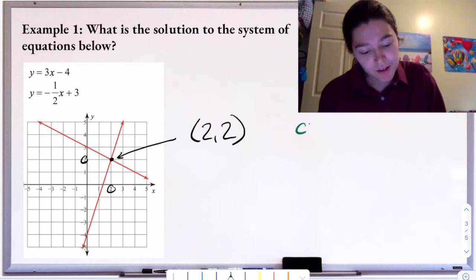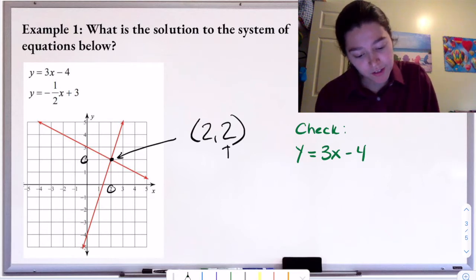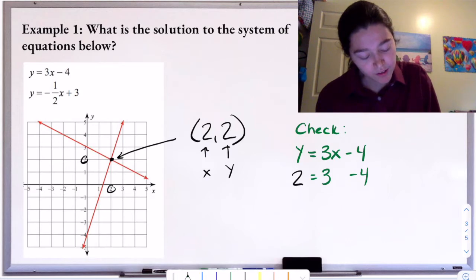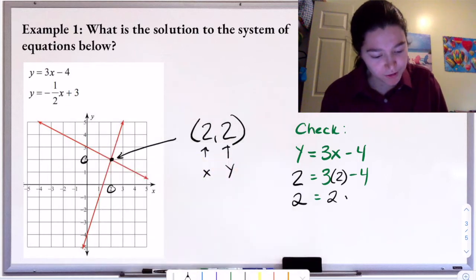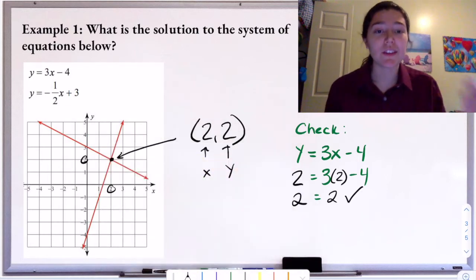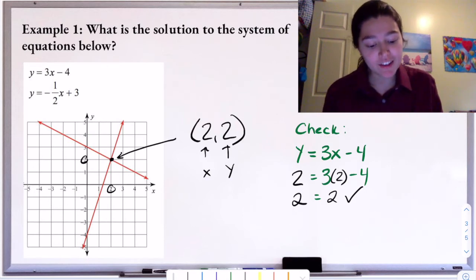To see what I'm talking about algebraically, let's check that that's right. For our first equation, we have y equals 3x minus 4. So I'm going to substitute in 2 for y and 2 for x. And when I do that, I get 2 on the left-hand side of the equation. And on the right-hand side, I have 3 times 2, which is 6, minus 4. So 2 equals 2. Thus, the point 2, 2 gives us an x value and a y value that makes this equation true.